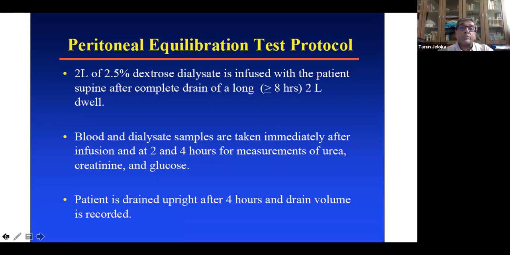In low average and low, which are also called slow transporters, the exchange is very slow. So a prolonged period of ultrafiltration can still happen. And the outcome in high transporters is worse as compared to low transporters because of cardiac problems. They tend to have more fluid overload, more hypertension, and more cardiovascular morbidities. Because of that, high transporters are preferred to have faster exchange and smaller dwell time, and that is why APD can be preferred. So you should remember at least this much.